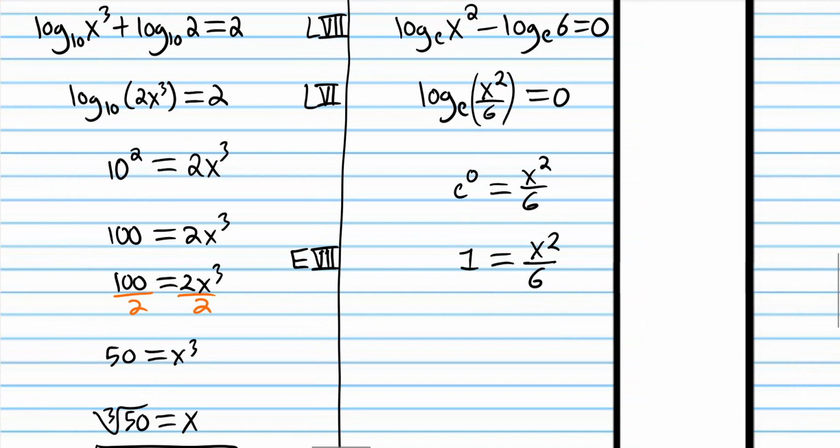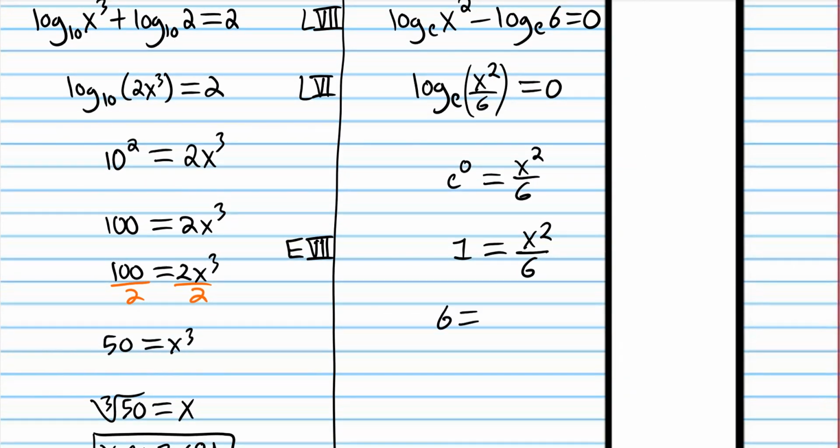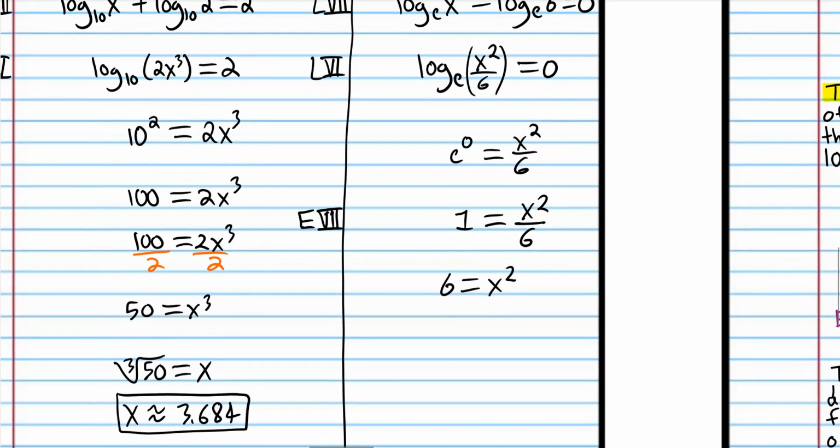Then we're going to multiply both sides of the equation by 6. Then we're going to square root both sides. But the biggest mistake that students make, or one of the biggest mistakes, is they forget to write plus or minus because this is an even power. When you have an even power, you have to write plus or minus. Over here, we didn't have to do that because we had an odd power.